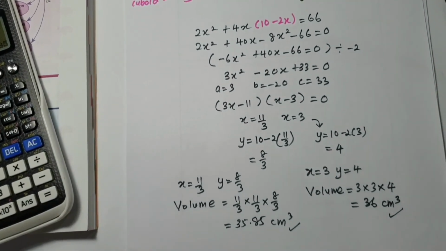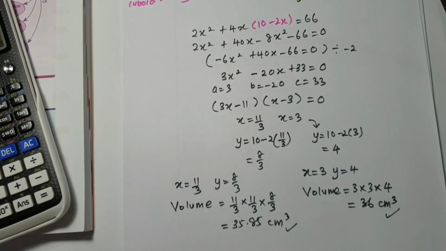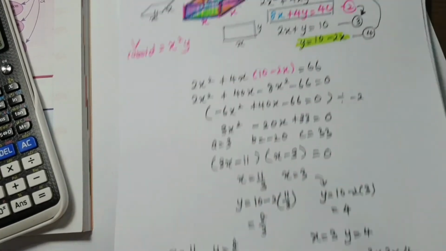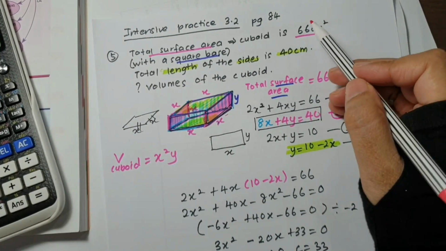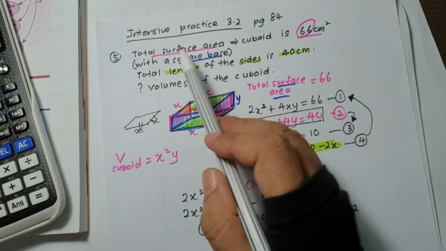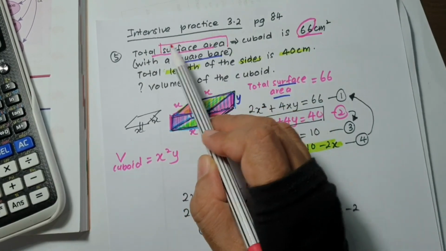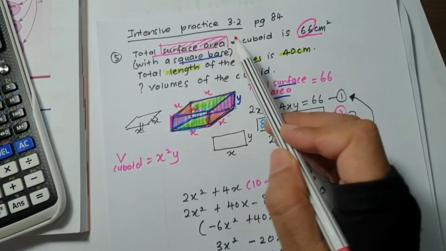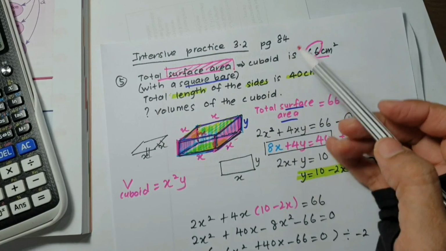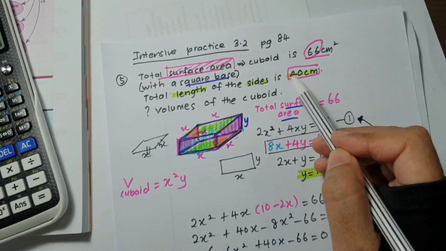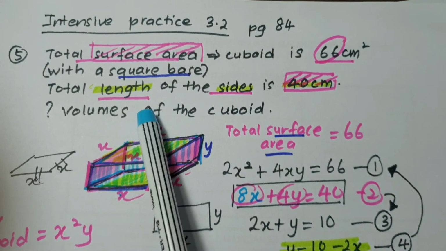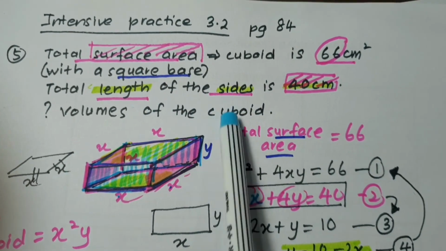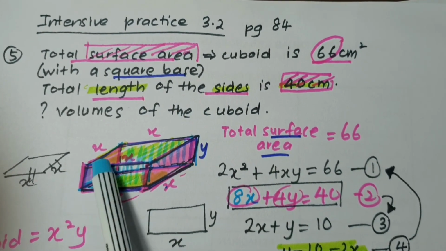So when you get the question, look at the keywords. When you read the question, whatever numbers they give, this 66, what is it? Total surface area. So you must think about what the formula is to find total surface area. This 40 cm, what is it? 40 cm is the length of the sides. So how to find the length of the sides? Of course you need to total up the lengths of the sides here.